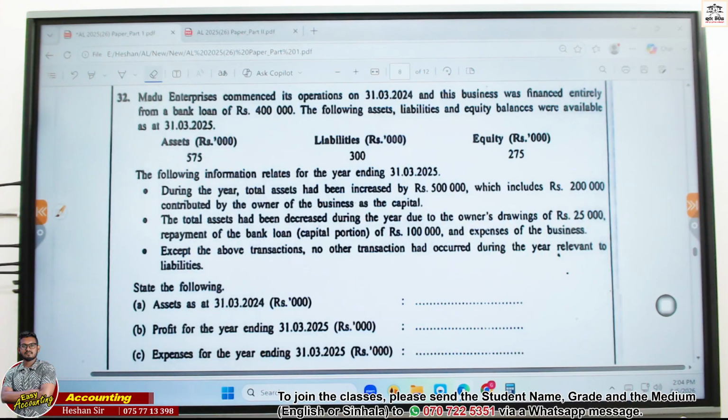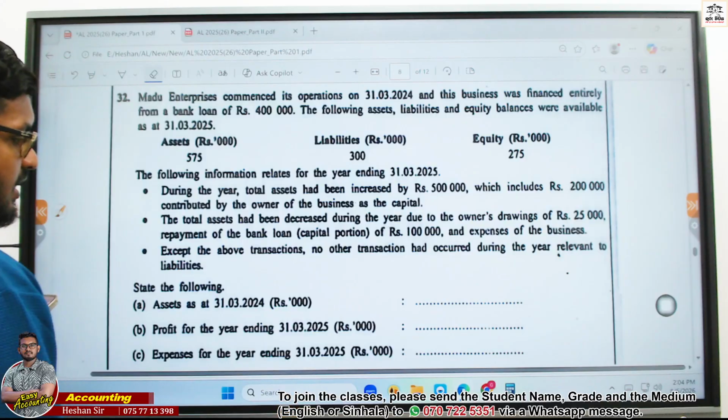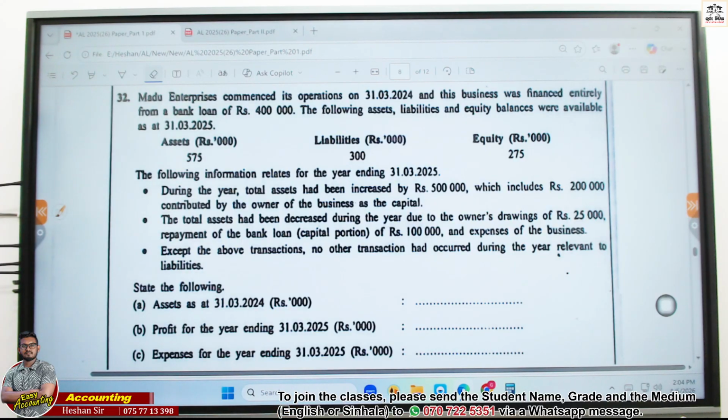State the following. Assets as at 31st of March 2024. This is the opening date assets they ask you, right? Profit for the year ended 31st of March 2025. Expenses for the year ended 31st of March 2025. They are asking for opening assets, the profit and expenses for the year, concerning the transactions during the year.